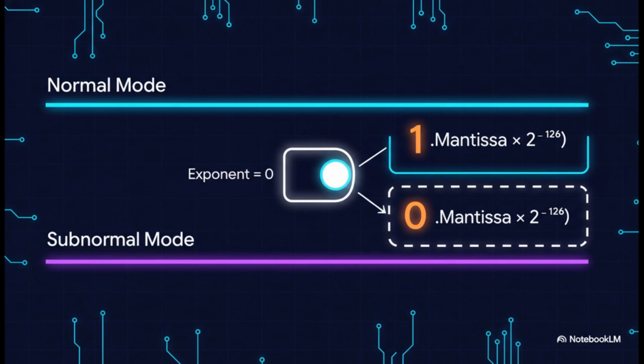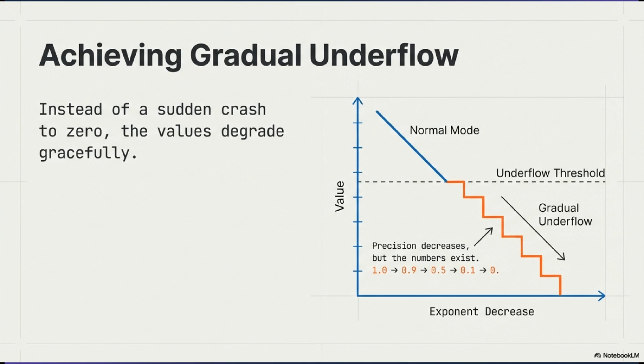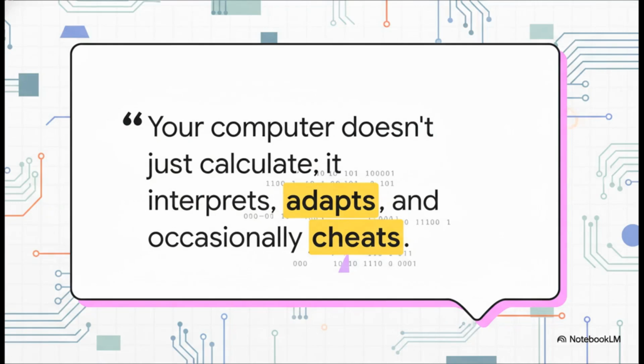It's what allows the system to dive into that dangerous gap and represent numbers far, far smaller than it otherwise could. And what you get is this beautiful thing called gradual underflow. Instead of numbers falling off a catastrophic cliff, they now slide down a gentle ramp towards 0. Sure, they lose precision as they get smaller, but they don't just disappear unexpectedly. And that graceful slide is absolutely crucial for stopping all sorts of scientific and financial algorithms from just crashing. So when you step back and look at the whole picture, you realize your computer isn't just a dumb calculator crunching numbers. It's this dynamic system that's constantly interpreting context, adapting its own rules on the fly, and yeah, sometimes it cheats for the greater good of keeping the math stable.